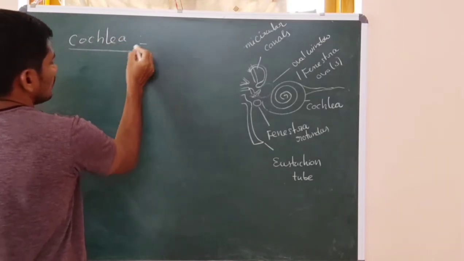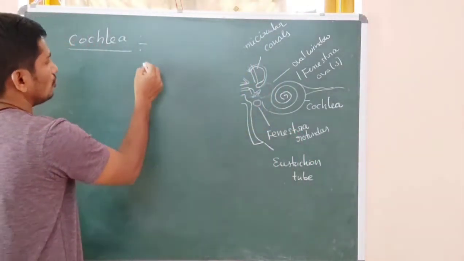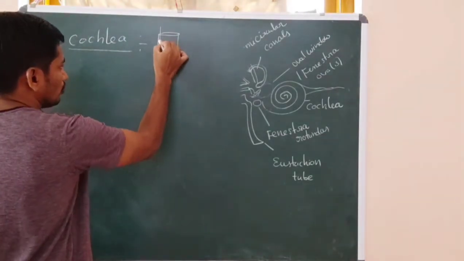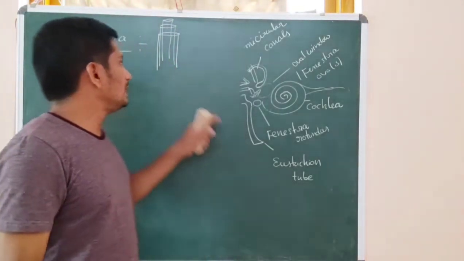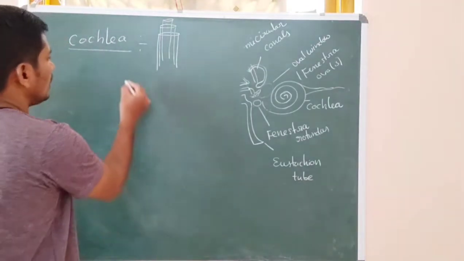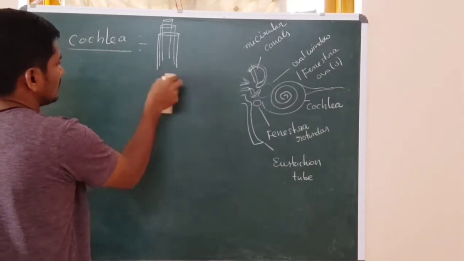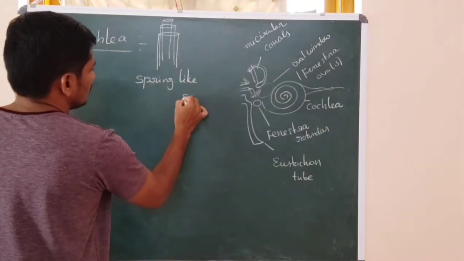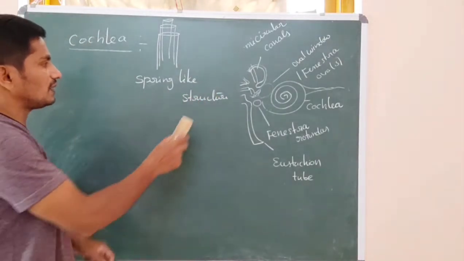Cochlea is a spring-like structure, with three tubes in one tube. It means there is one tube, and within that tube one more tube, and within that tube one more tube. That's the reason for three tubes in one tube. This is the watch spring structure, the spring like structure.